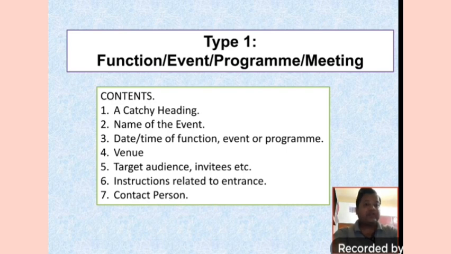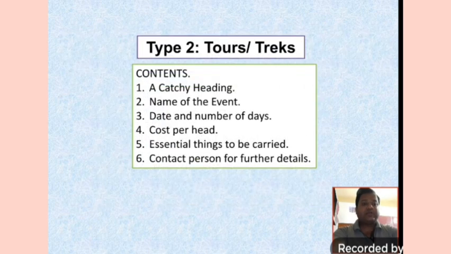Okay, so that should be mentioned in this type of notice. When you are writing a notice to announce or to inform the students about a function, event, program or meeting that is planned in the near future, all these points should be included in your notice. Now the next type of notice is tours and treks.